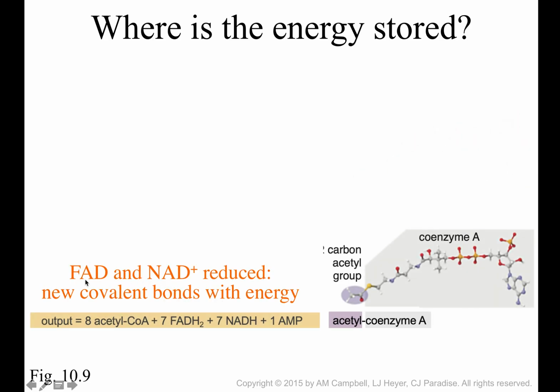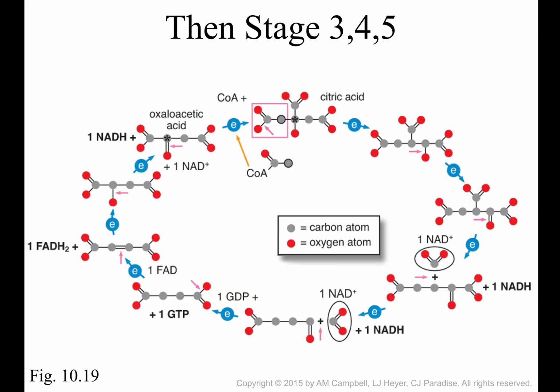And then you're going to make lots of FAD reduced and NAD reduced, and then you're going to pour all that into the electron transport chain, move lots of protons into the intermembrane space. Lots of protons will fall back from the intermembrane space into the matrix, making lots of ATP. So after you make that 2-carbon molecule, it's going to get added to this 4-carbon molecule and then go around the citric acid cycle. That's stage 3, stage 4, stage 5, just like you saw before with glucose.